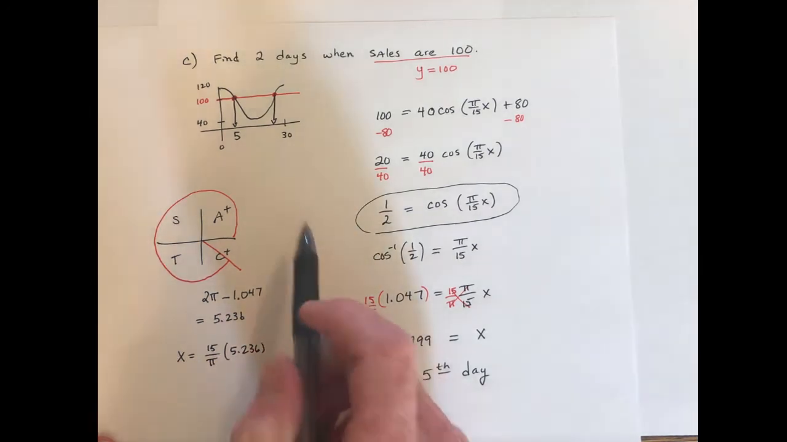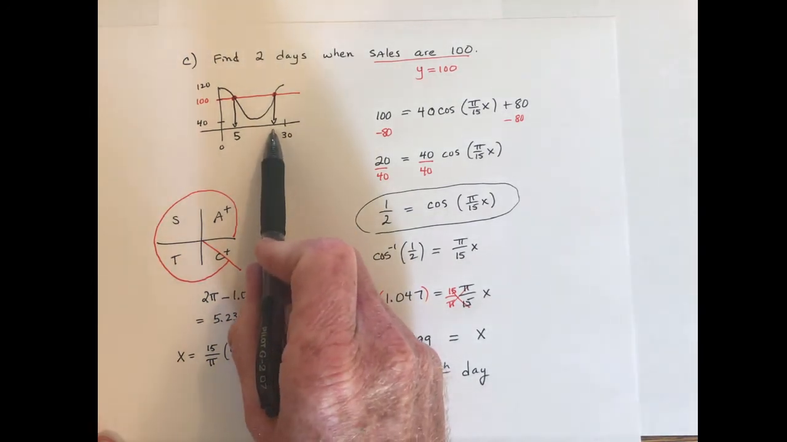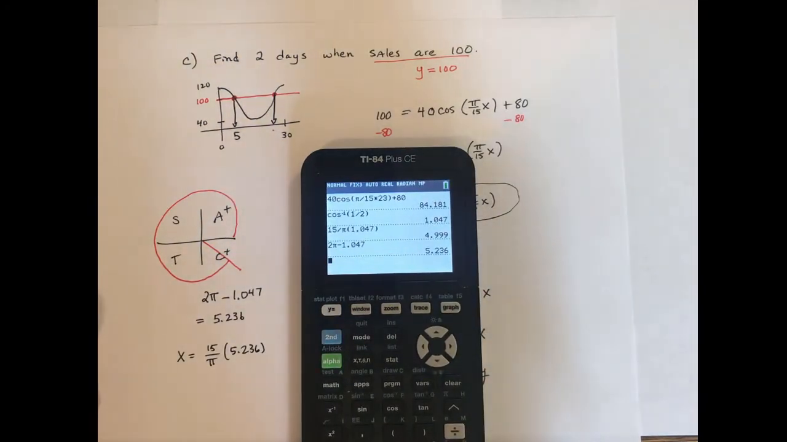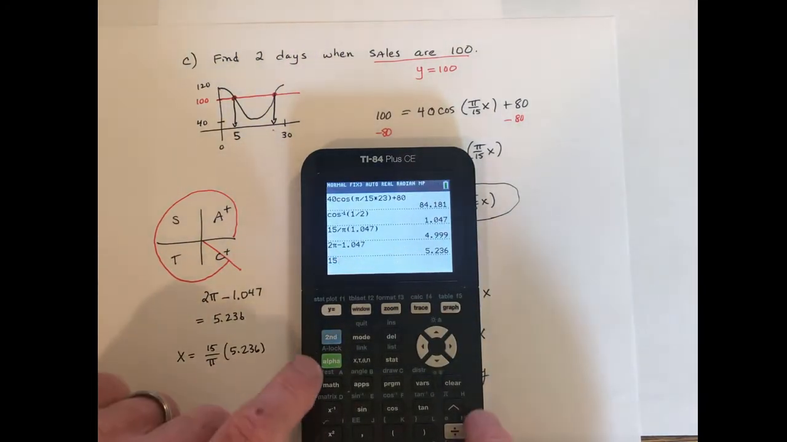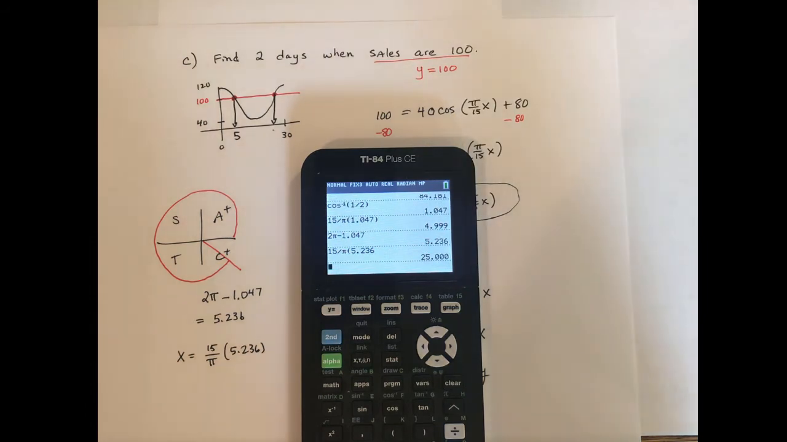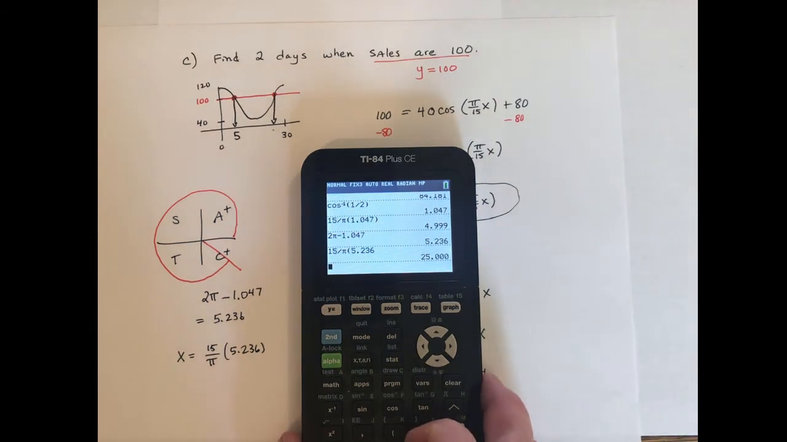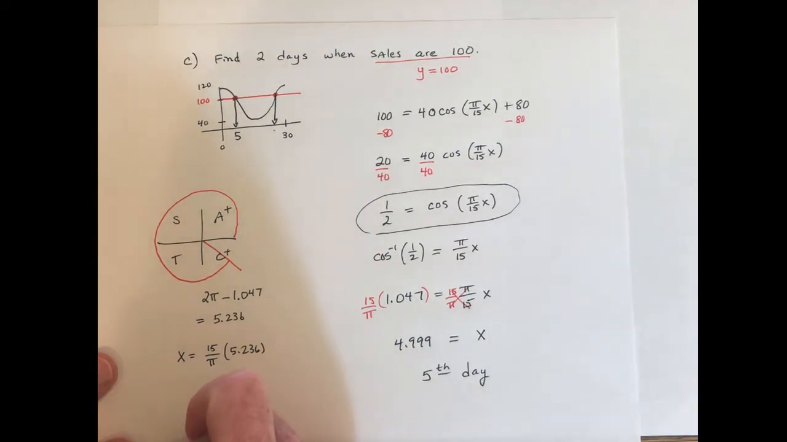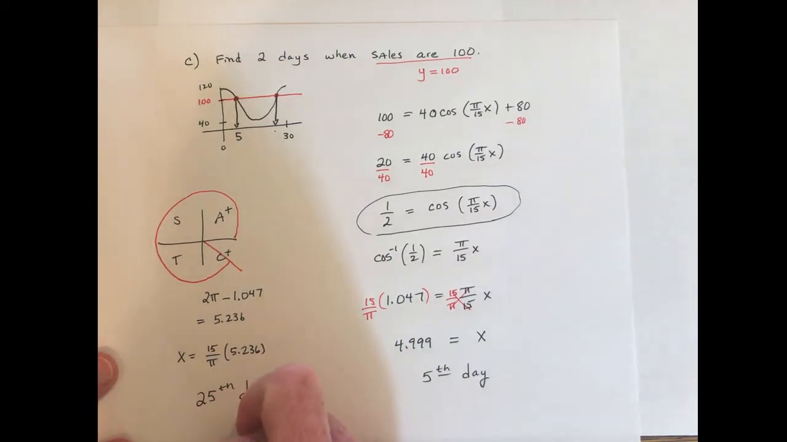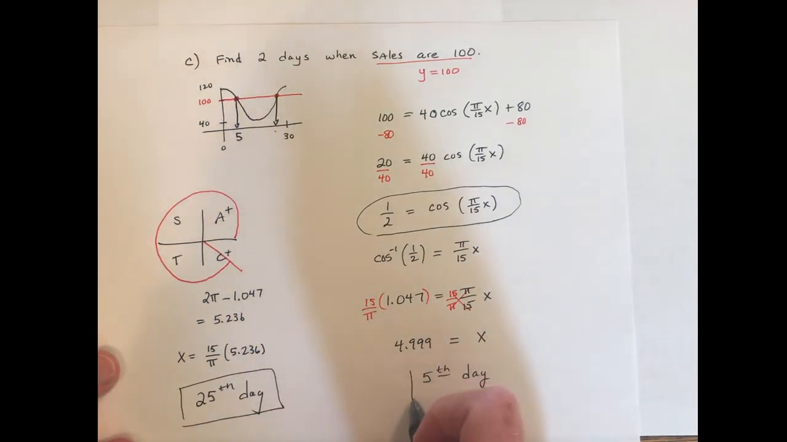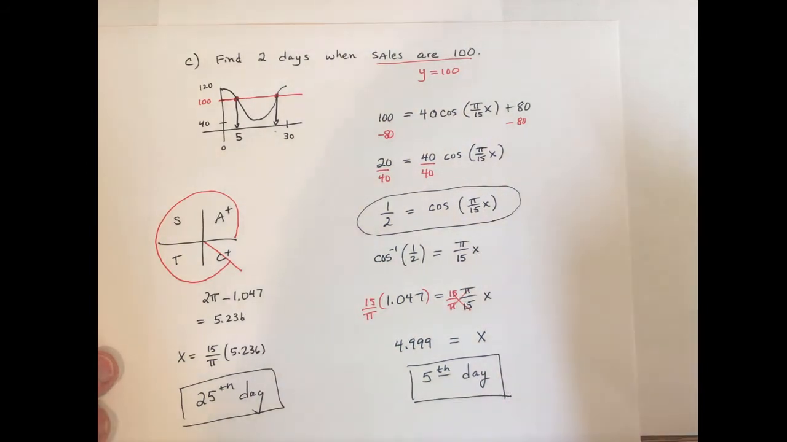And then I'm excited to see if my prediction is right, because I said that was going to be a 25. Let's see. So 15 divided by pi gets multiplied with 5.236. Oh, on the money. Woo, time to go to Vegas. X is equal to, so that is the 25th day of the month. So there's the answer, that it's those 2 days.